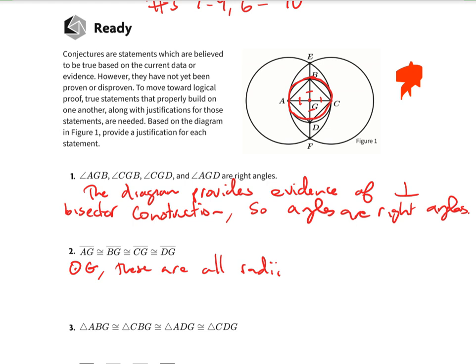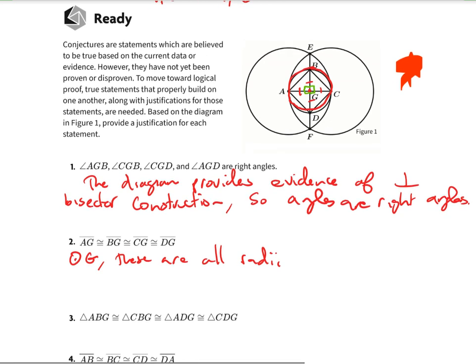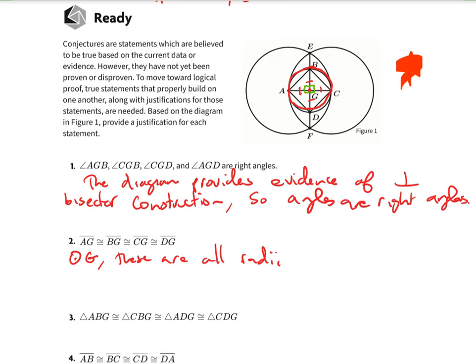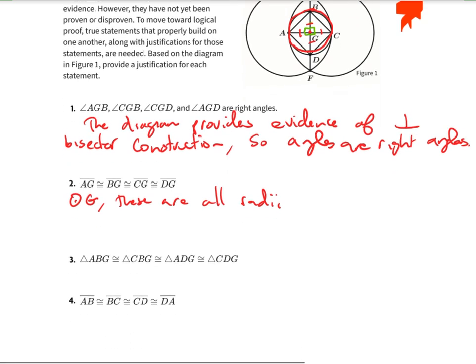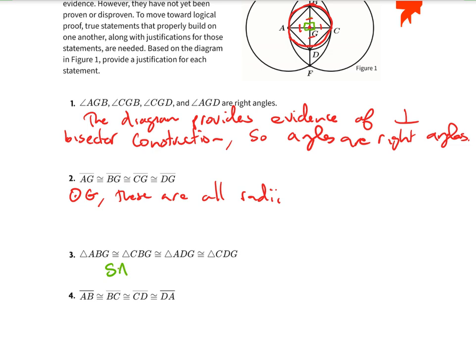Okay, so going back, we've shown that these 4 angles are all right angles. Right, now we want to show ABG, CBG, ADG, and CDG. If you look at each one of these, right, we've got a side, angle, side. So side, angle, side with the first 2 problems.